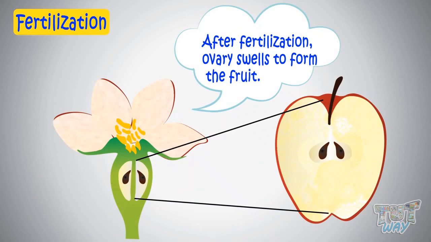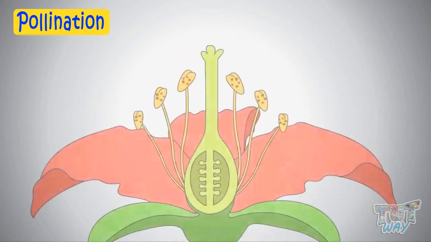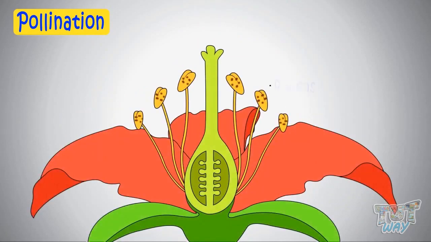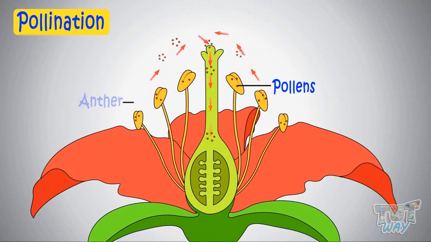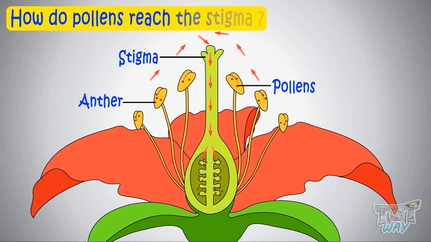Now let's see what is pollination. Pollination is a process by which pollen is transferred from the anther, that is, the male part, to the stigma, which is the female part of the plant, thereby enabling the fertilization and reproduction in turn. Now let's see how pollination occurs or how pollens reach the stigma. There are various ways.